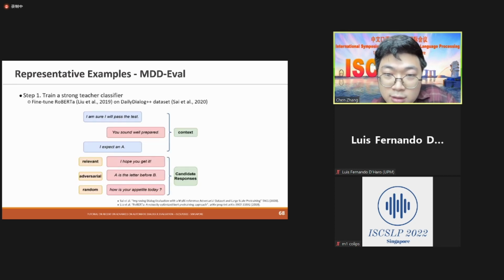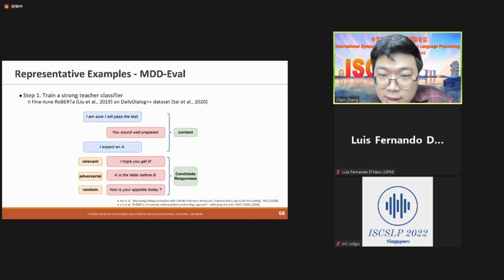So step one of this pipeline is first to train a strong teacher classifier, which means that we fine-tune a RoBERTa encoder on the DailyDialog++ dataset. This dataset is a high quality human-generated dataset.